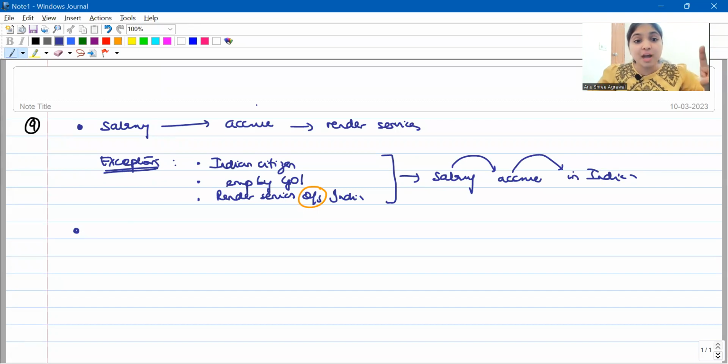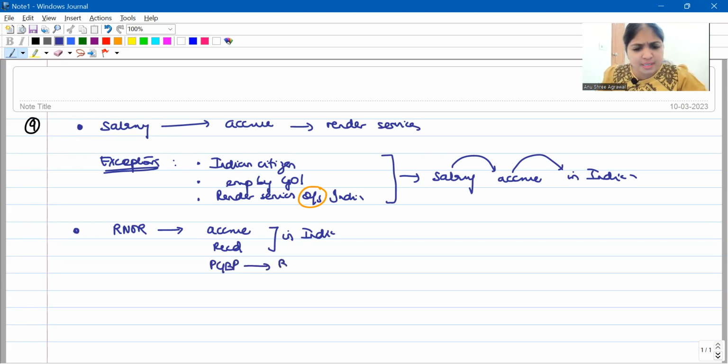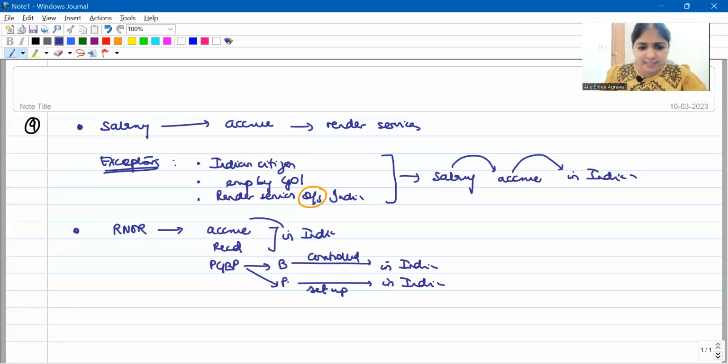Second concept, they're asking us about RNOR and they're asking us about NR. See, if I am an RNOR, what kind of incomes will be taxed for me? 3 incomes will be taxed for me. All those incomes which accrue in India will be taxed for me. All those incomes which are received in India will be taxed for me. In addition to this, if I have PGBP, it may be from a business or it may be from a profession. If it is from a business and if this business is controlled in India, or if it is from a profession and this profession is set up in India. If any of these incomes I have, these incomes will be taxed for RNOR.